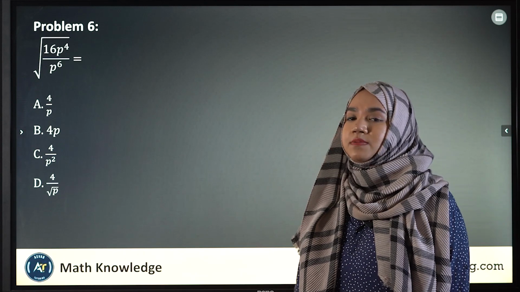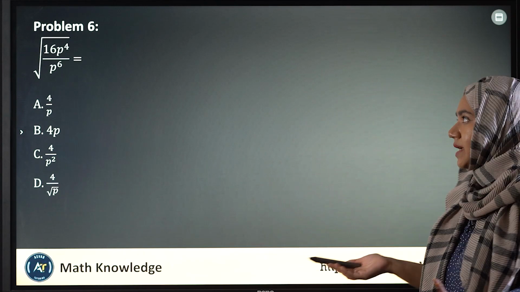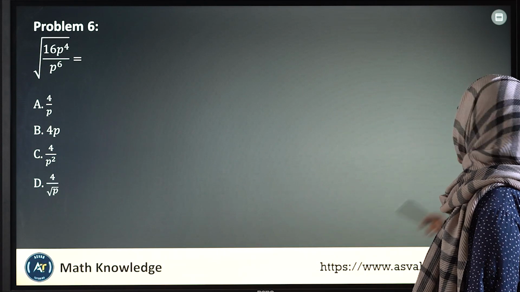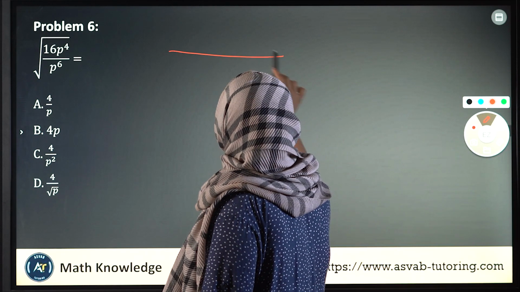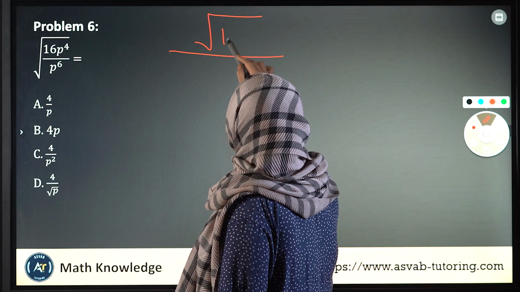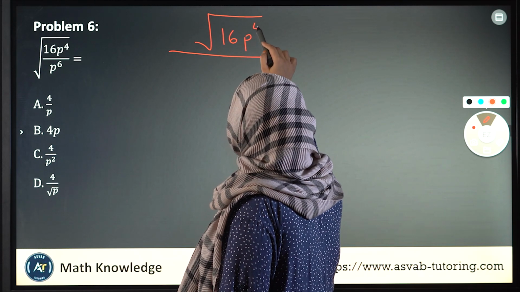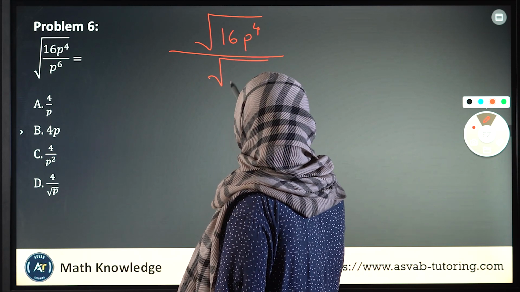Let's move on to problem number 6. We have another simplification type question. This time we also have a square root over the entire thing. No problem at all, because this means that individually we are doing the square root of 16p to the power 4 and the square root of p to the power 6.